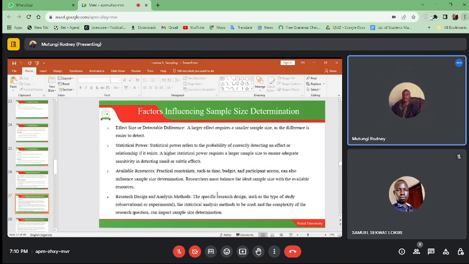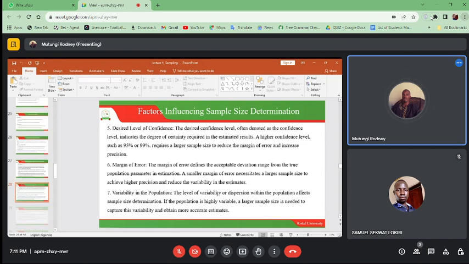Available resources: now you cannot go for a larger sample if you do not have enough resources. Then also the design of your research, like we are saying, is also very crucial. For experimental, it might be hard for you to recruit a lot of people, especially those experiments which are invasive, where you have to inject people, and such things. It might not be feasible for you to have a lot of people, okay? And yet in observational, you can observe as many as you can.